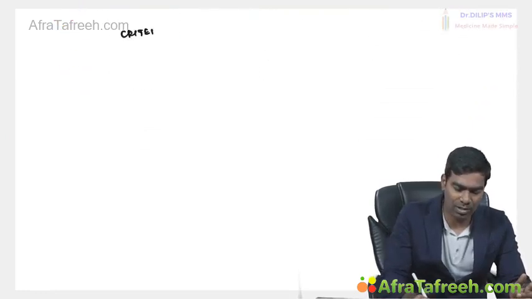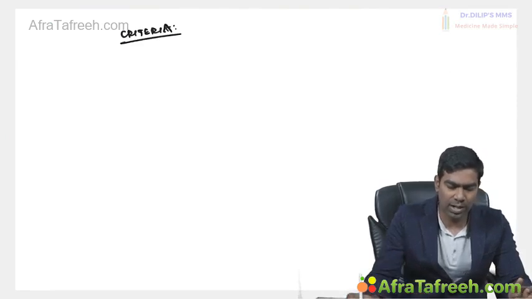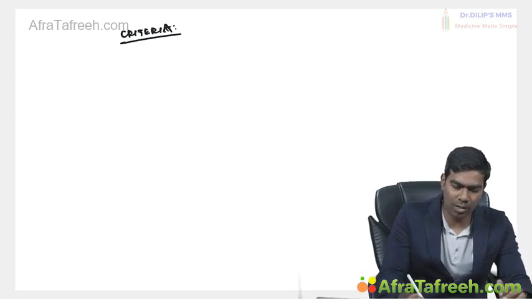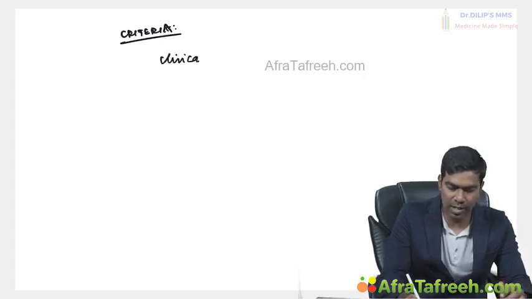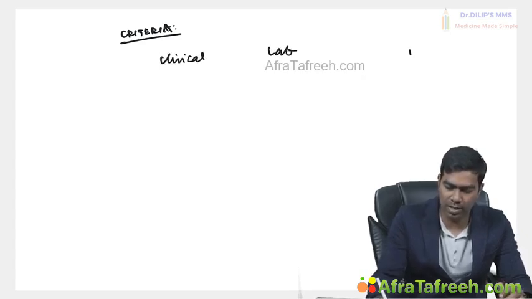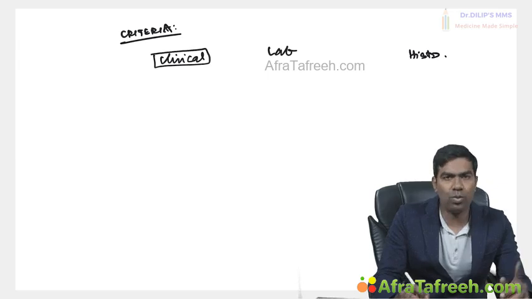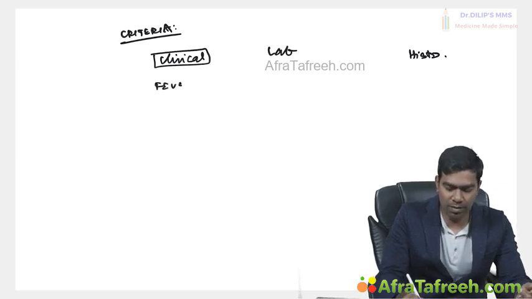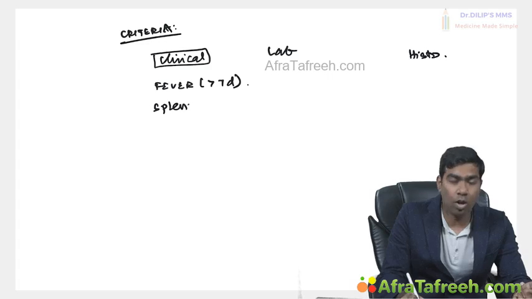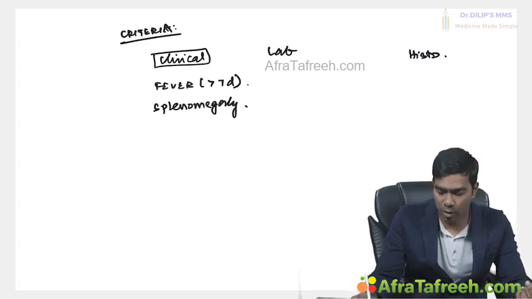You have set criteria to diagnose HLH. What are the set criteria to diagnose HLH? Number one, you have three groups of criteria. One is the clinical criteria, second one is the laboratory criteria, and third one is the histological criteria. Clinically, only two things. One, the patient will be suffering from fever that will be persistent for at least more than 7 days. And second one, the patient will have splenomegaly according to the criteria, but according to me, they will have hepatosplenomegaly rather than splenomegaly alone.